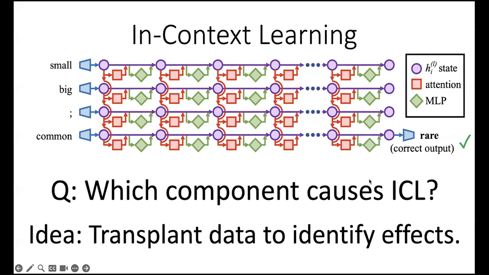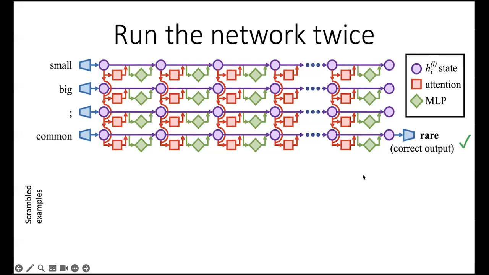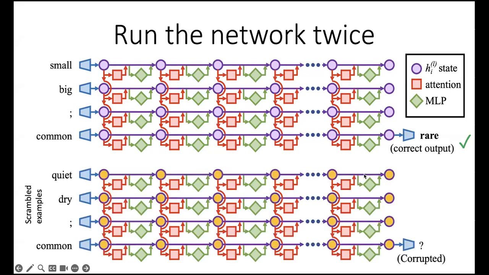What do I mean by transplanting data? I'll show you how we do it. We're going to run the network twice. We're going to run the network once in a condition where it can do it: small, big, common, rare, where it works. And then I'm going to run the network a second time in a scrambled condition where I take all the words and scramble them so that there's nothing to learn here.